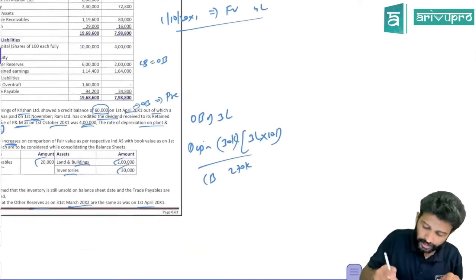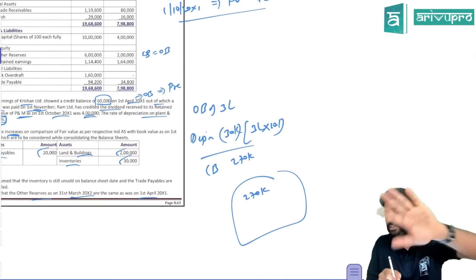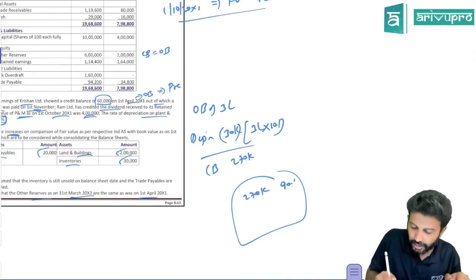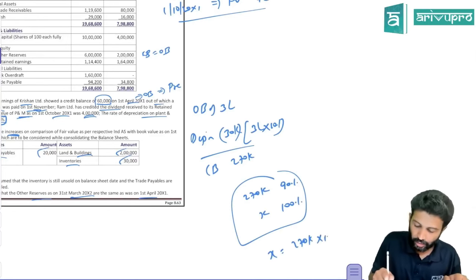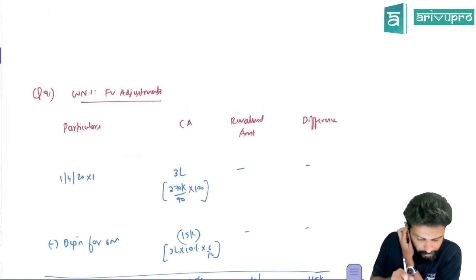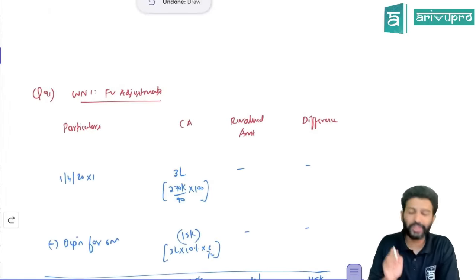Or you can also present it like this. 2,70,000 is after charging depreciation. 10% is already deducted as depreciation, which means it represents 90%. We want the opening balance, which represents 100%. So how much is that? 2,70,000 into 100 divided by 90. If you do that, obviously you will get 3 lakh. So that's the first calculation, I've done it over here. So the opening balance, the carrying amount on 1st April 20x1, was 3 lakh.